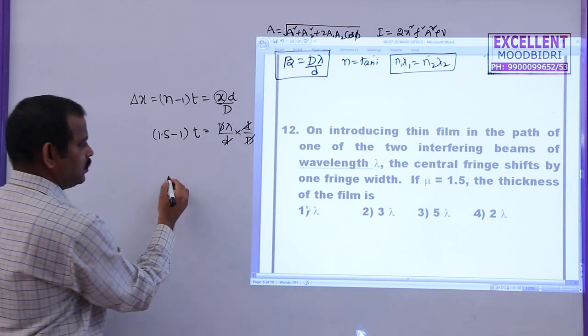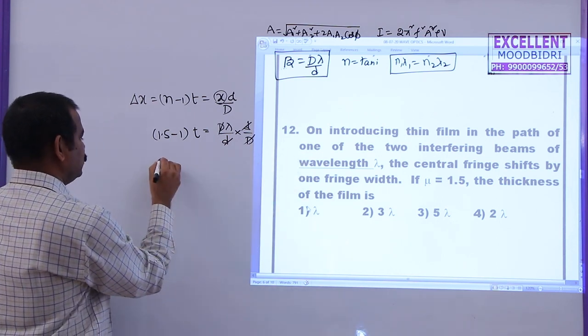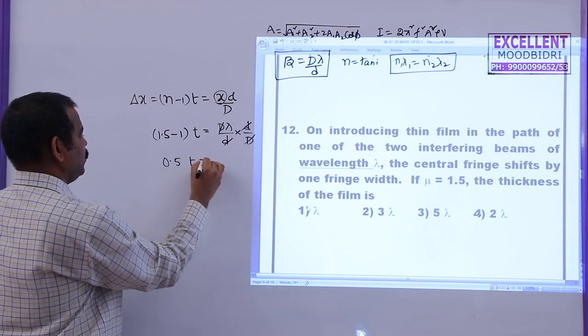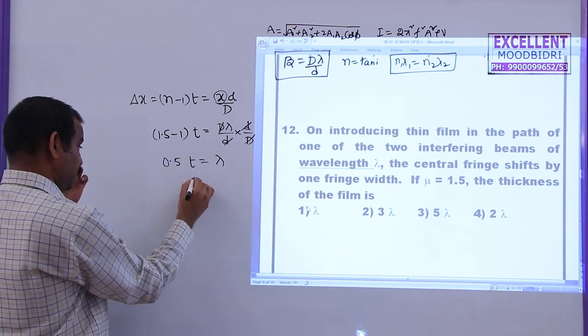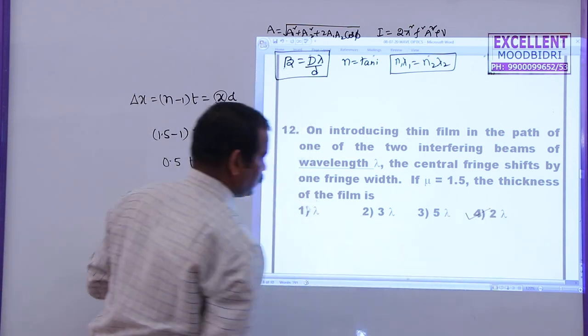This gets cancelled. So what is the wavelength of this one? This is given as lambda. So 0.5 t is equal to lambda, that is 1 by 2. T is equal to 2 lambda. So here option 4 is correct.